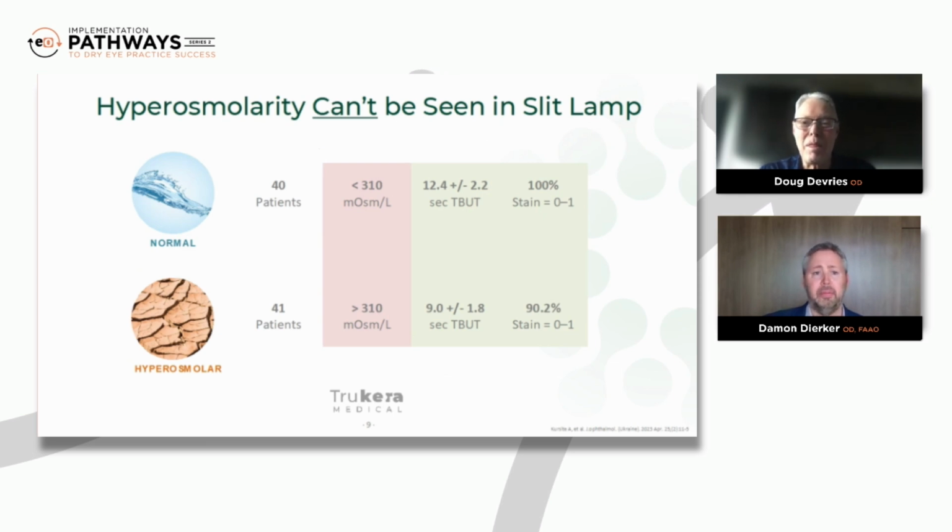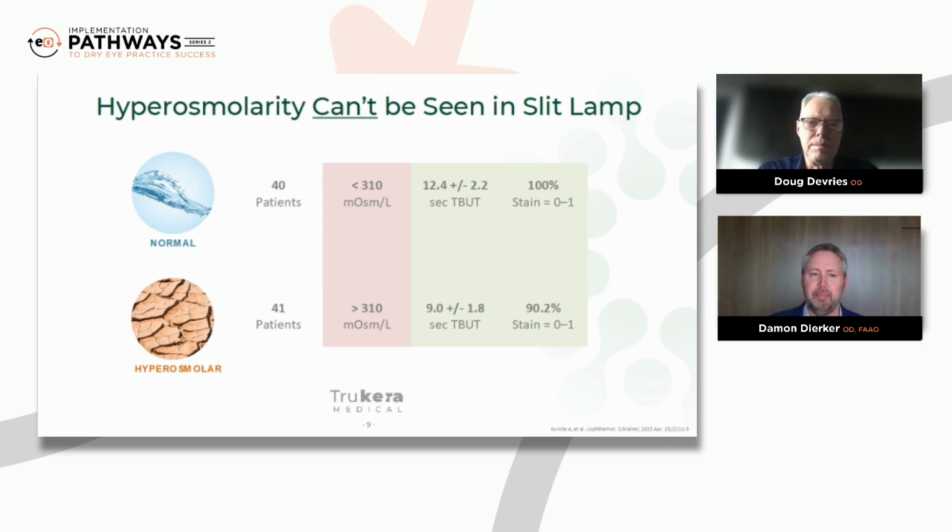So again, with hyperosmolarity, we can't see that in the slit lamp. As that hyperosmolar state continues to cause problems on the ocular surface, eventually these patients are going to get reduced tear breakup time, corneal staining, even neurotrophic keratitis in some cases. Osmolarity is a leading indicator. Now, this is new data. This was published in 2023.